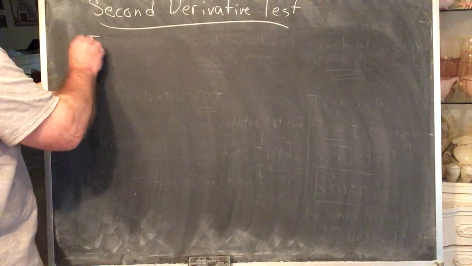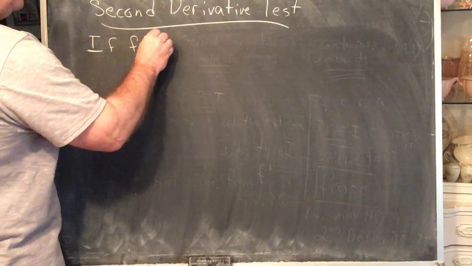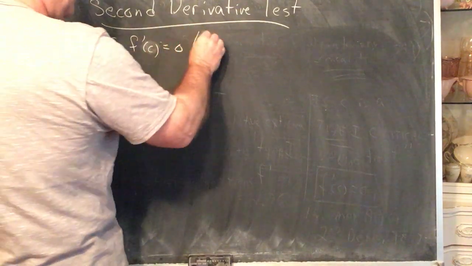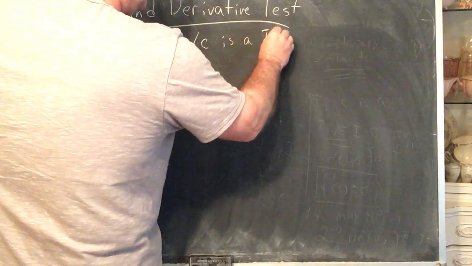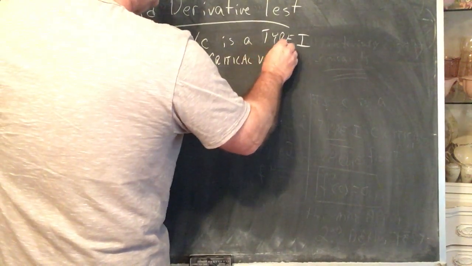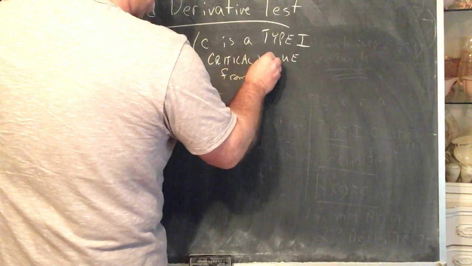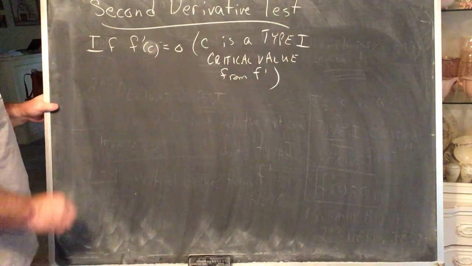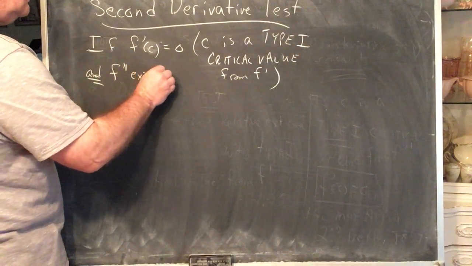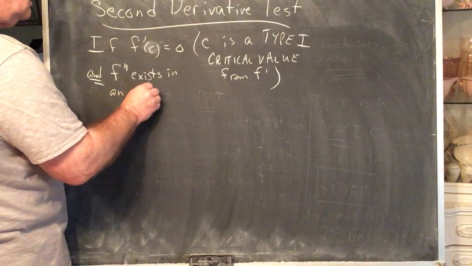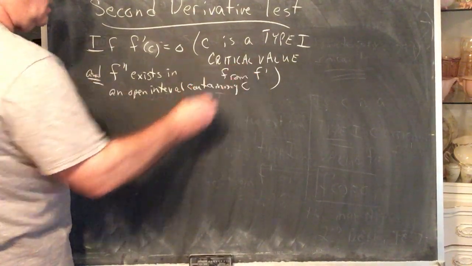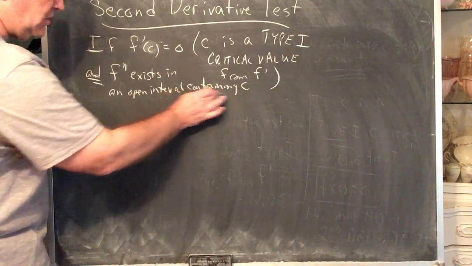So, the second derivative test says this: if f prime of c is equal to 0, that is to say, c is a type 1 critical value from the first derivative, if f prime of c is equal to 0, and the other requirement is that the second derivative must exist. So f double prime exists in an open interval containing c.